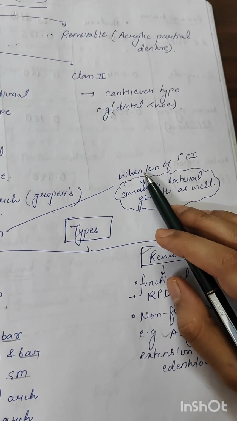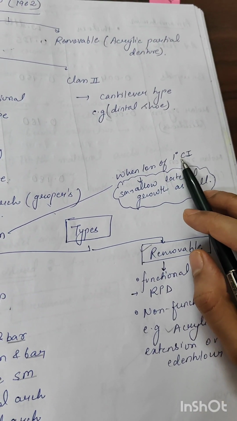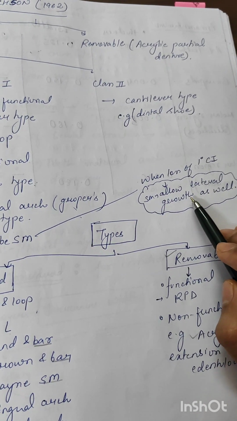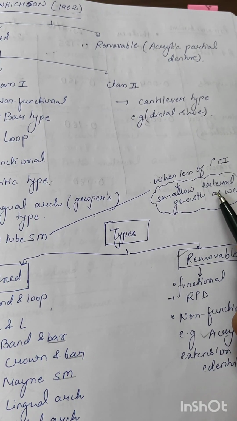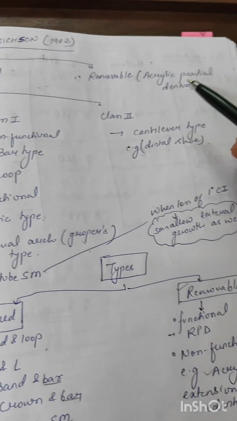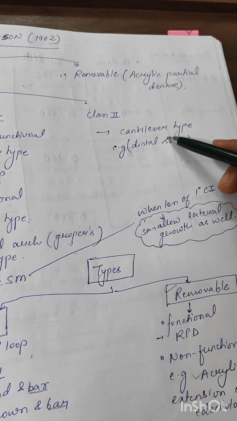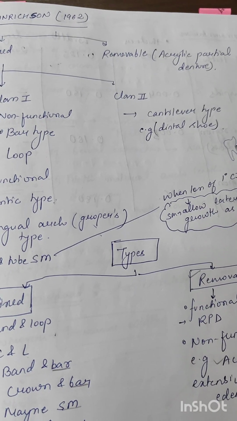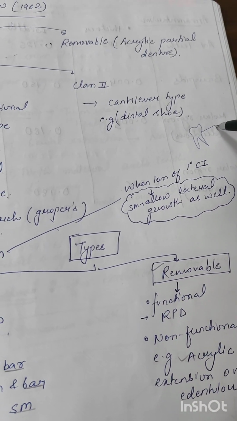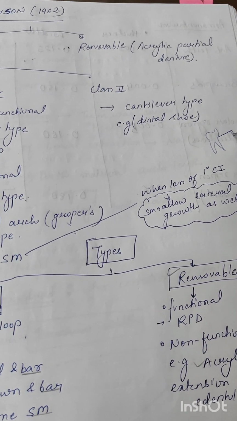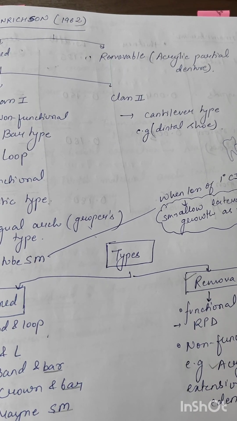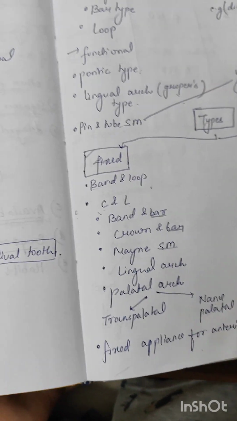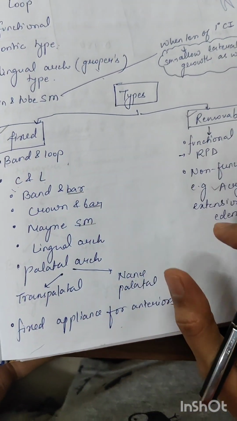Pin and tube space maintainer is given when there is loss of a primary central incisor, and it allows the lateral growth of the maxilla. Class 2 is the cantilever type, that is the distal shoe. Cantilever type means it extends from behind like this. This type is known as cantilever type.